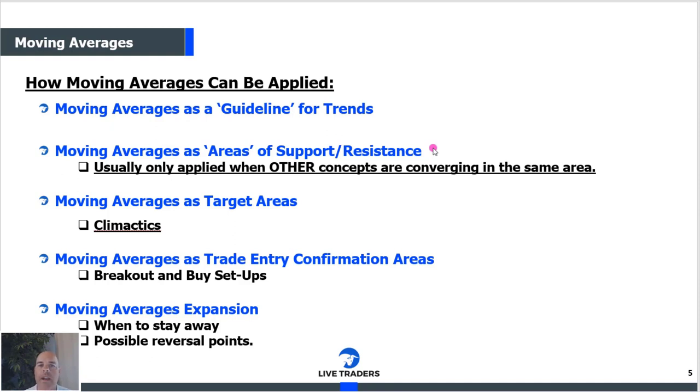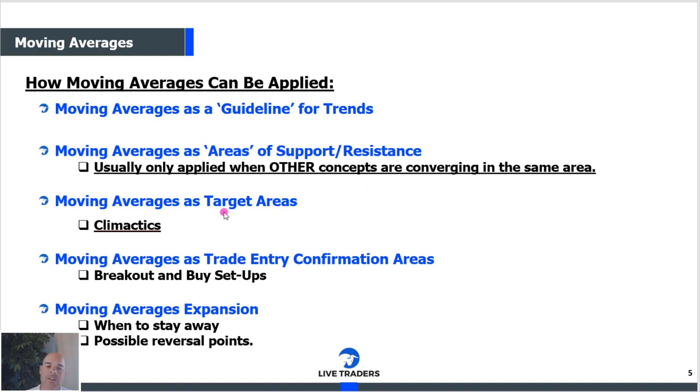area. See, you can have a pivot on a stock and in and of and by itself, that is support. But if there's just a moving average sitting there, it doesn't mean anything in and of itself. Right? You need other concepts converging in that area to really make it the best it can be. So again, we will look at this in just a minute, all right?